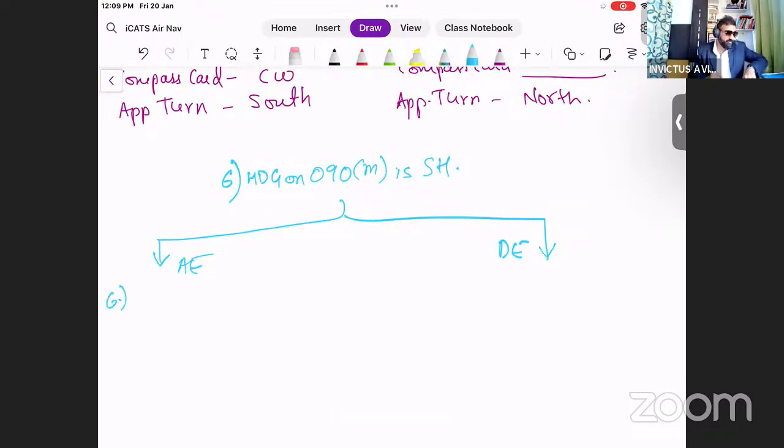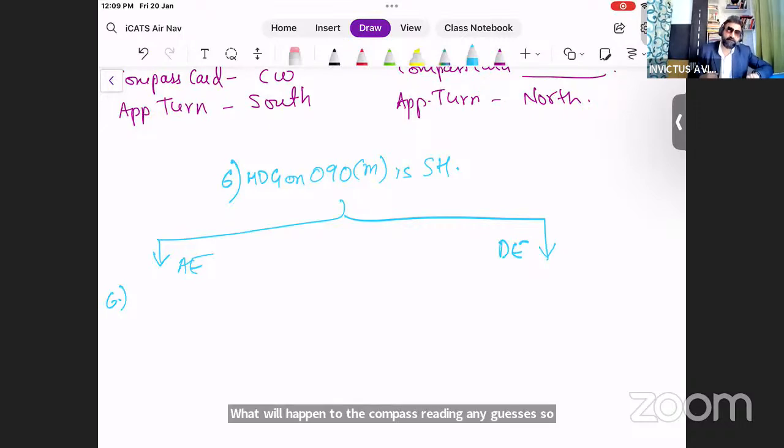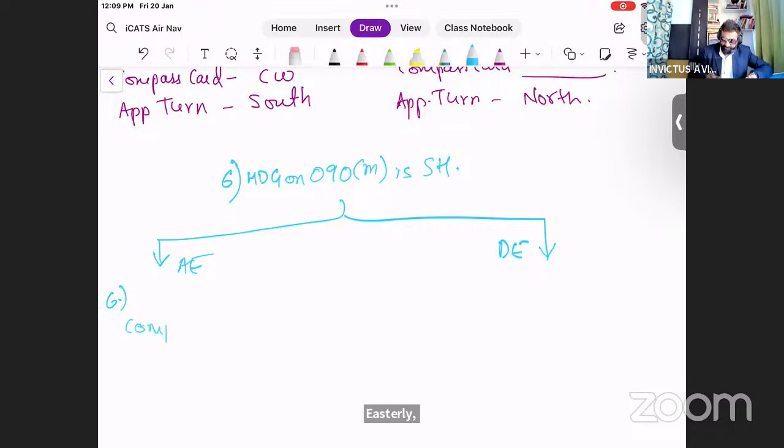What will happen to the compass reading? Any guesses? Southern hemisphere, 090. Easterly heading in the southern hemisphere. What will the compass do? Underread or overread? Any guesses? Please give your guess in the Zoom chat box. It's a 50-50 chance of being right or wrong, so I think you should take the risk.